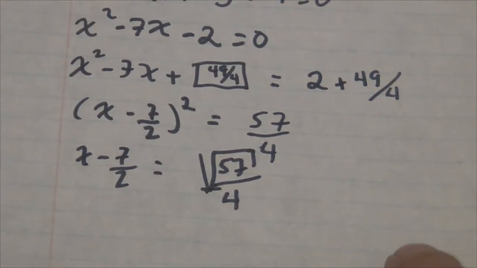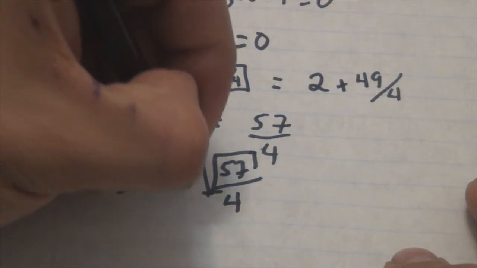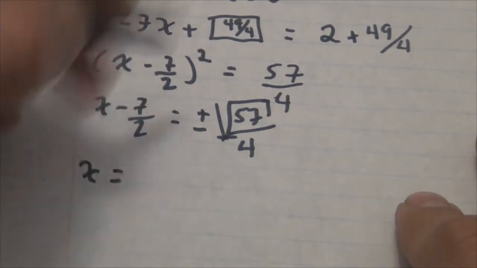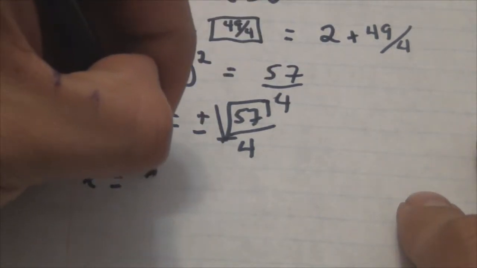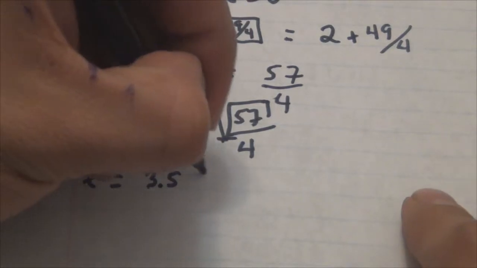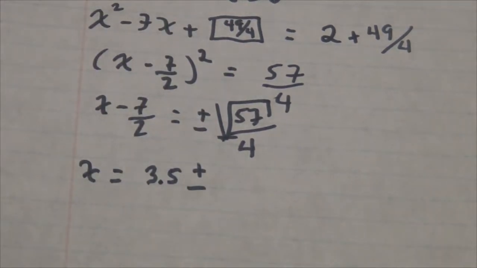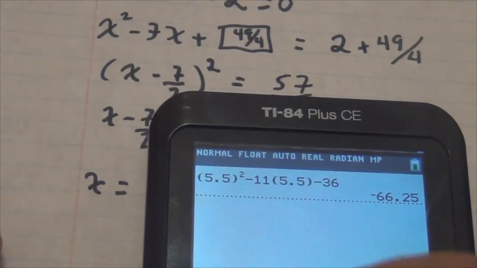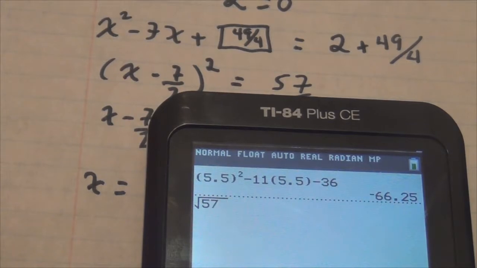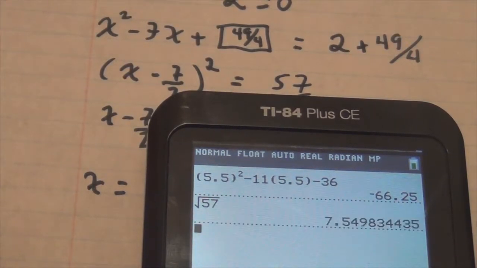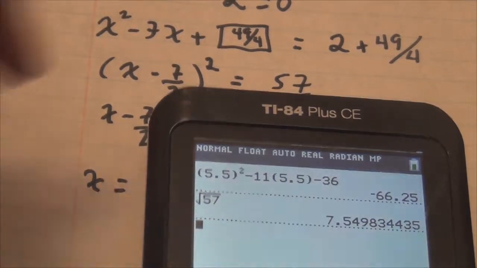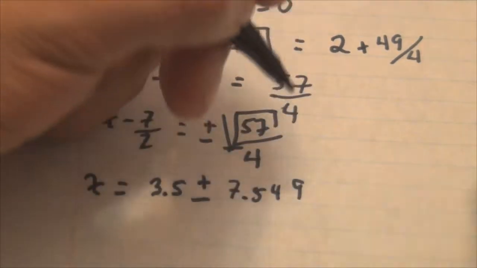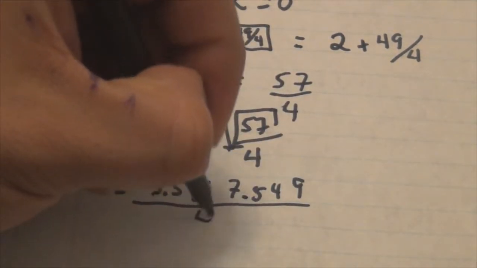Plus or minus. And now to solve, I get x equals, I add 7 over 2 to both sides, so it's equal to 3.5, plus or minus. Alright, so let's do numbers in here. Plus or minus the square root of 57, which is 7.549, and everything divided by 4.